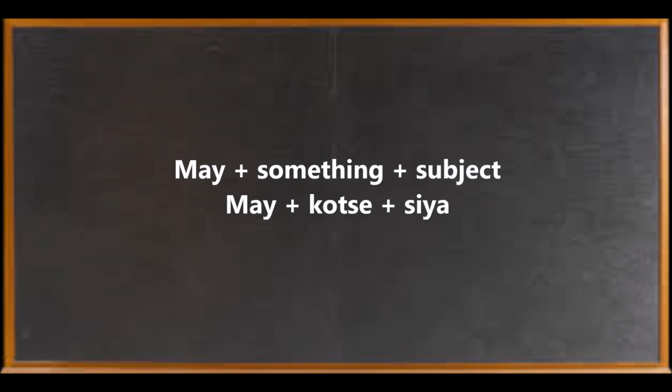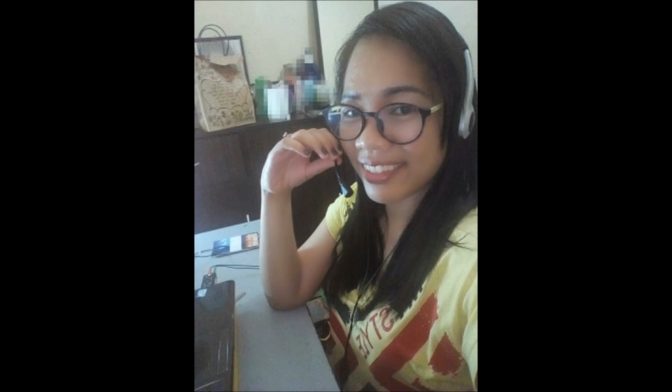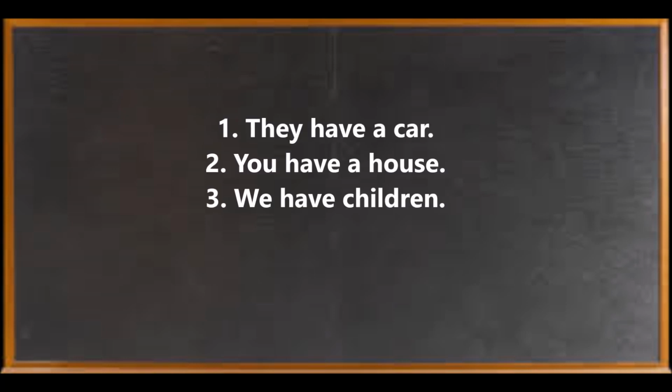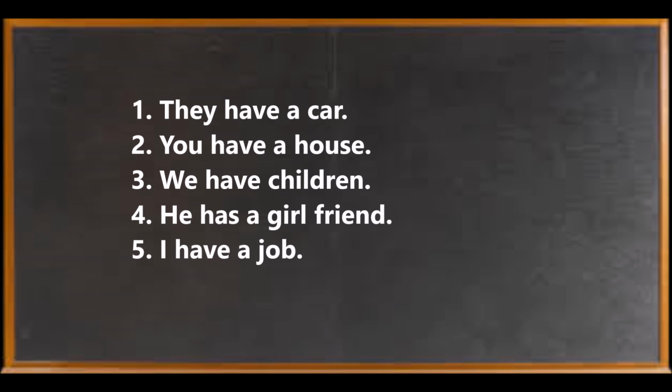Now, I'm gonna give you 5 more examples, 5 sentences for you to work on your own, and you can pause the video to answer it. Okay, so number 1, please try this. Number 1, they have a car. Number 2, you have a house. Number 3, we have children. Number 4, he has a girlfriend. Number 5, I have a job.